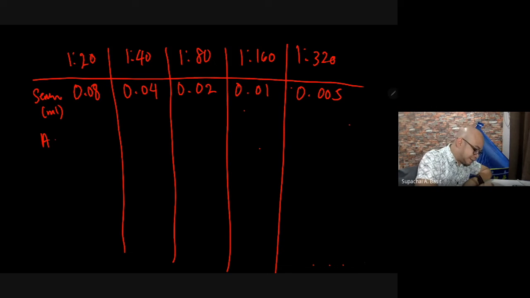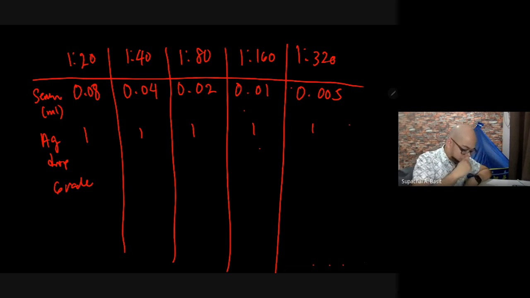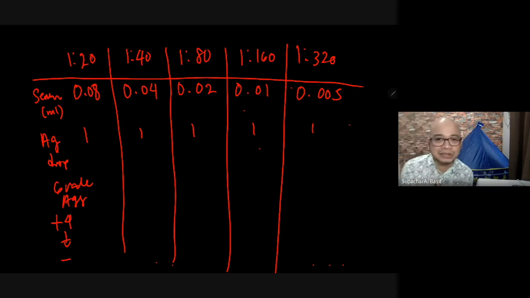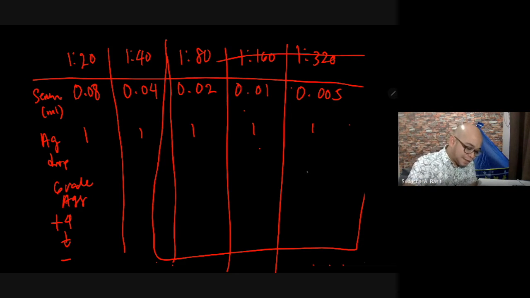And then we add antigen. How many drops of antigen? We add one drop for each well. And then we grade the agglutination in each well from +4 up to negative. So possible grades could be +4, +3, +2, +1, and then negative. Now, the significant titer is at least 1:80 showing +2. Okay? 1:80 showing +2. So it should be significant.